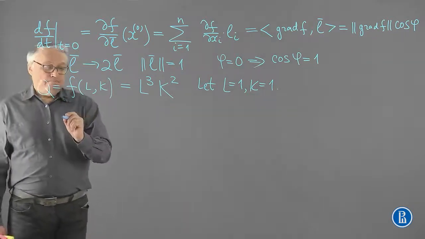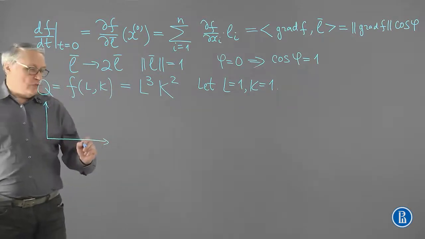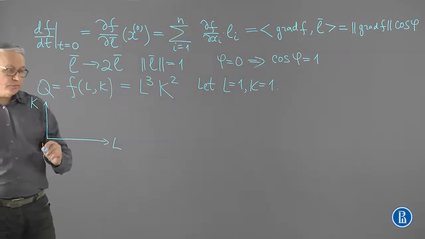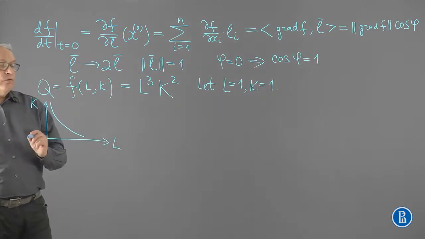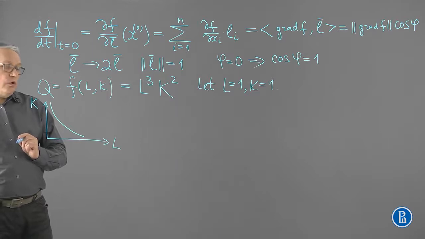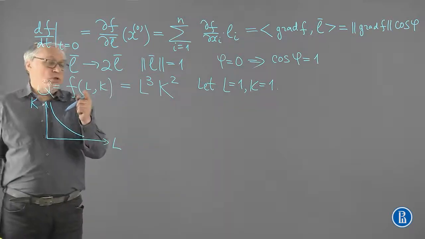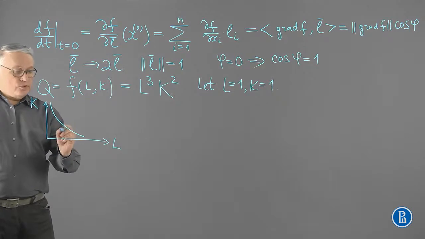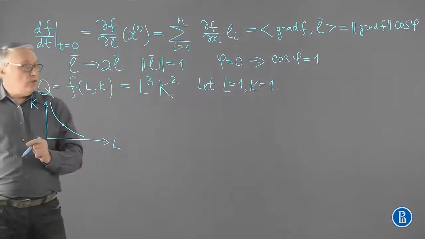Let me draw the coordinate plane where the horizontal axis is the labor axis and the vertical axis is capital. Now we're drawing the isoquant. Remember, the isoquant is the curve, the points of which provide the same amount of output. So whenever you choose a point from the isoquant, you substitute this bundle of factors into the production function and you get the same amount of output. For instance, here we have a point where labor is 1 and capital is 1 and the production equals 1.